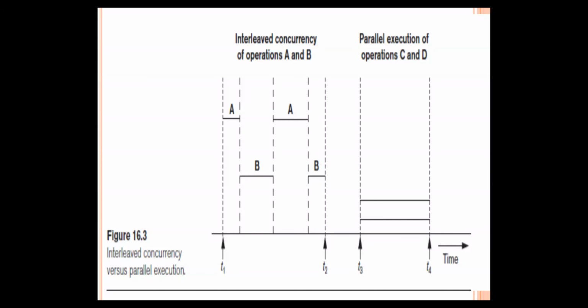In between, we have some time. During that time, the processor will be in idle state, because the processor will not be used for anything else. It will wait for process A to complete. Then after transferring the result of A, only then will process B be loaded into the processor. But if you go for parallel execution of operations C and D, what will happen here?